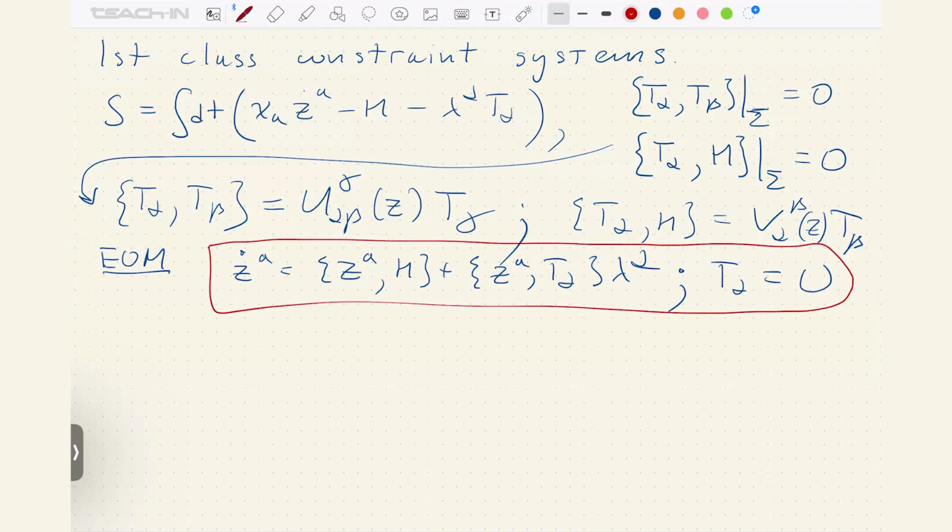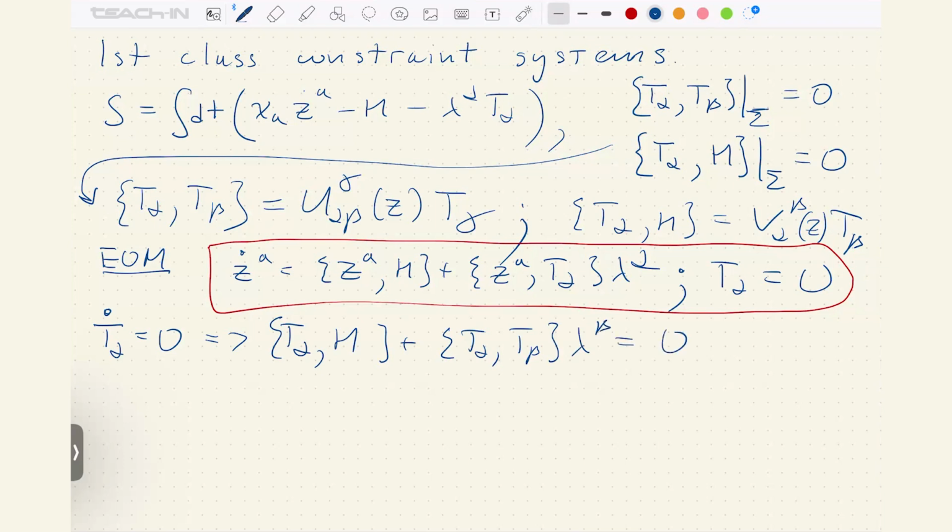Okay, but now in contrast to the second class constraint case, if we study the compatibility condition, which means that we require T alpha dot equals zero, this holds identically, right? Because what it amounts to is T alpha H plus T alpha T beta lambda beta is zero. But because both of these vanish on the constraint surface, and we are on the constraint surface thanks to this equation, this holds identically. Everything vanishes, so T is preserved. Constraints T alpha are preserved in time. So there are no hidden equations, hidden consistency conditions. So this is a complete system.